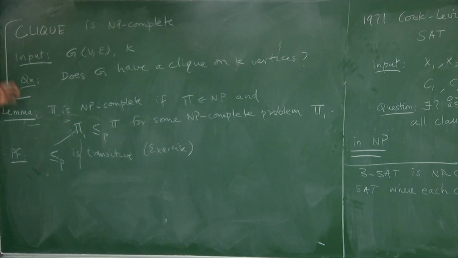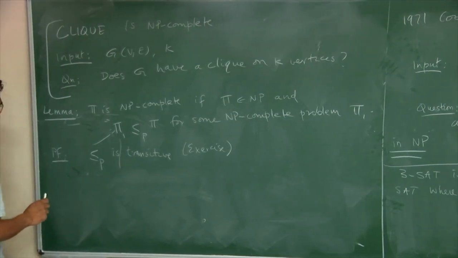First thing I have to show is that it is in NP. How to show it's in NP? What is the certificate? A subset of K vertices, right? Because that's the question. A subset of K vertices would be a certificate, and the verification algorithm will just check that there is an edge between every pair of them.